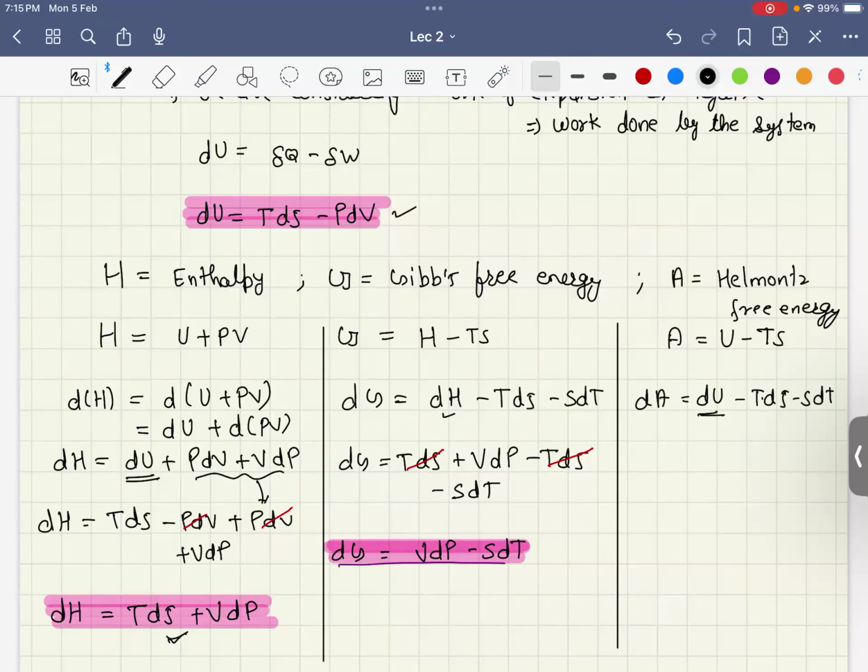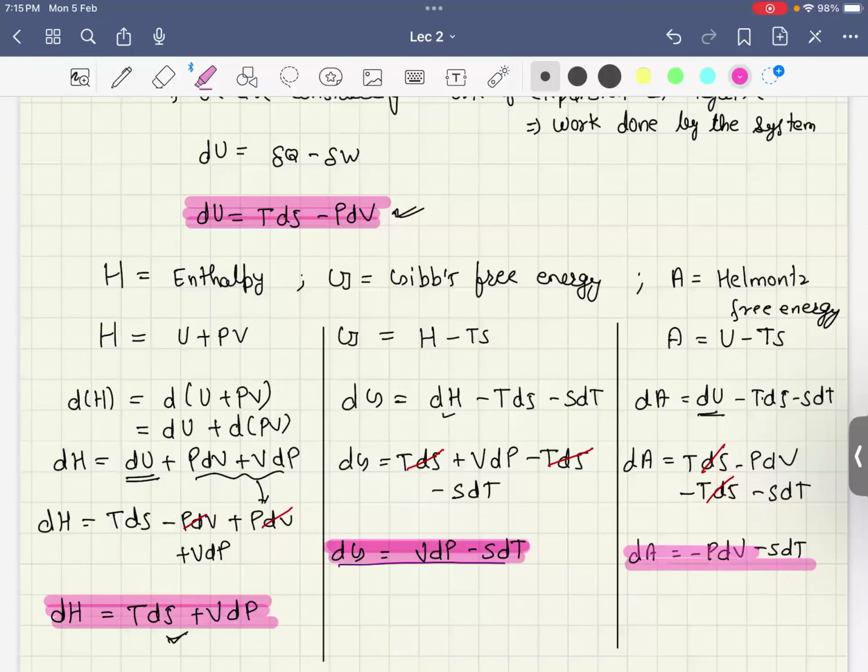Okay. Similarly, what we have is dA is dU minus TdS minus SdT. But what is dU also equal to? Again, just a repetition: TdS minus PdV minus TdS minus SdT. Okay. That means dA is equal to, again this gets cancelled, minus PdV minus SdT. Okay. So we highlight this one.